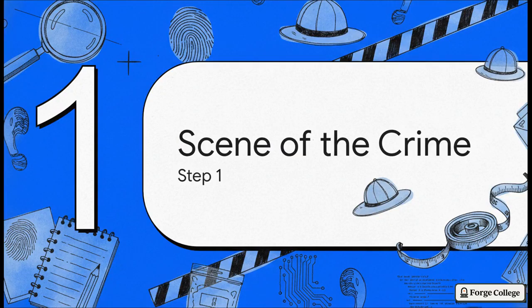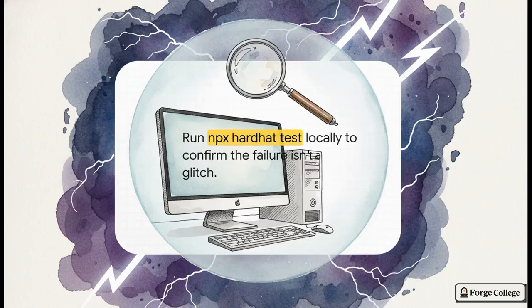Step 1. The scene of the crime. Every good investigation starts by securing the scene and confirming that a crime actually took place. Your very first step here is incredibly simple, but it is so easily forgotten. You must run npx hardhat test locally, right on your own machine. Why is this absolutely crucial? Well, because we have to make sure the failure isn't just some weird transient glitch in the cloud, a temporary network timeout, or your CI provider just acting up. We need to see a reproducible error right in our own terminal. Because simply put, if you can't reproduce the bug locally, you can't fix it.